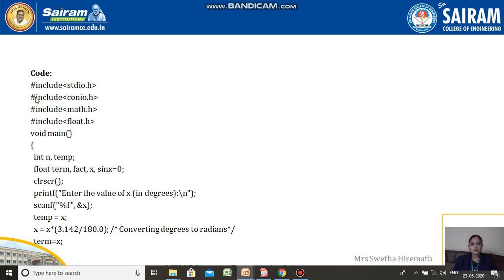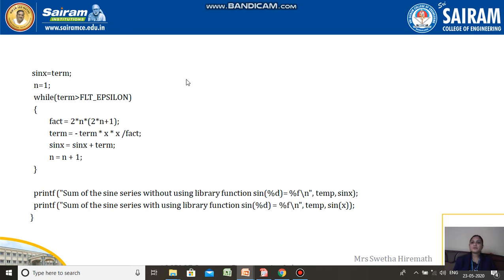So we are going to start with the code here. We have different header files: stdio.h, conio.h, math.h, and float.h. So void main, int n and temp, float term, fact, x, sinx equals 0. Enter the value of x in degrees. We have to enter the value of x here, scanf percentage f ampersand x. In temp we are going to store the value of x. Then x will be equal to x into 3.142 divided by 180, converting the degrees into radians. For that we are making use of this function here. Term will be equal to x.